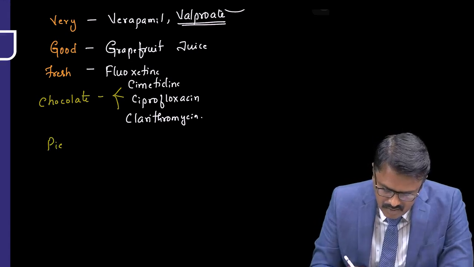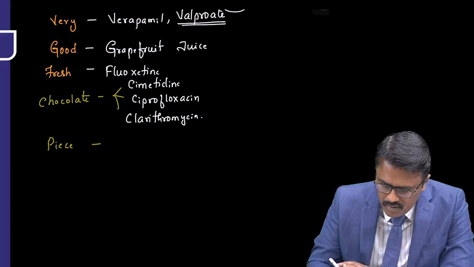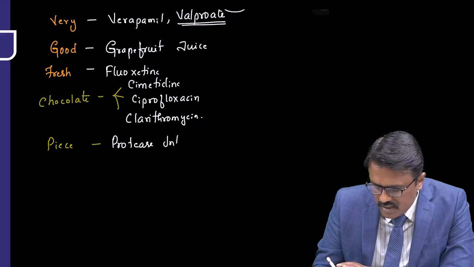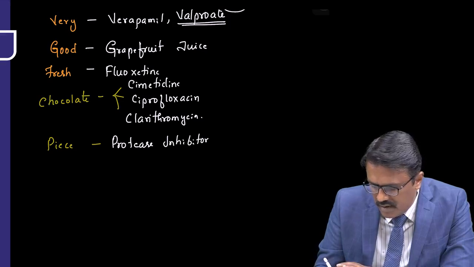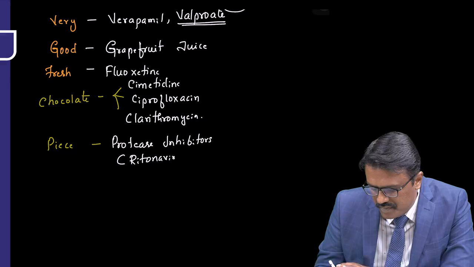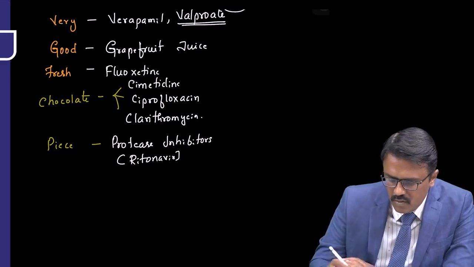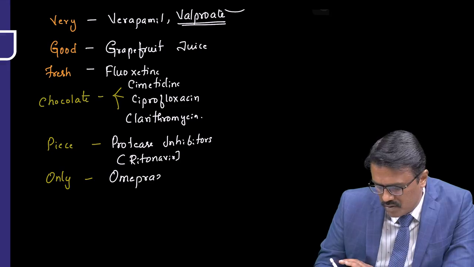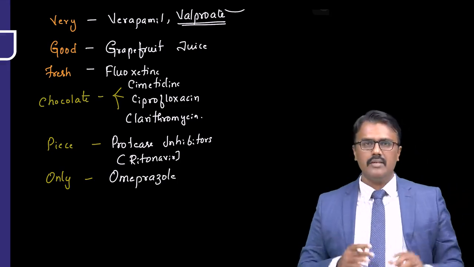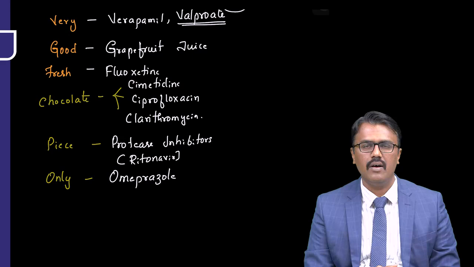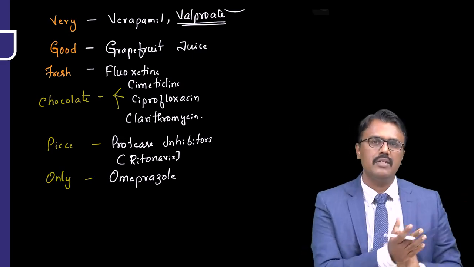P stands for protease inhibitors. Protease inhibitors used in HIV end with navir. Example I will give you: ritonavir. Then the last one is O, which stands for the drug omeprazole. So the mnemonic is big, but you have to stick that in your room, write it down, and you have to see that every day.